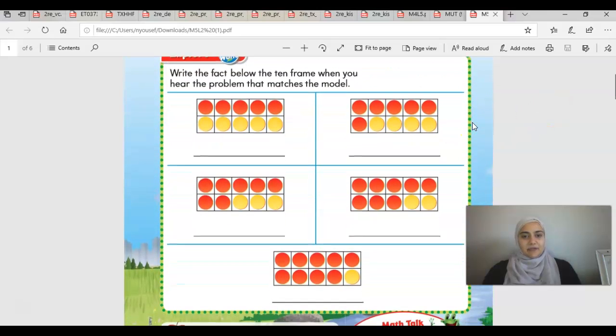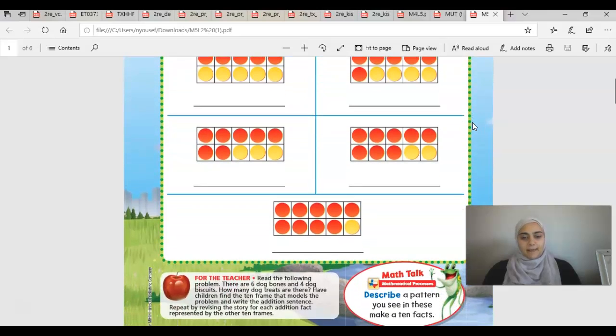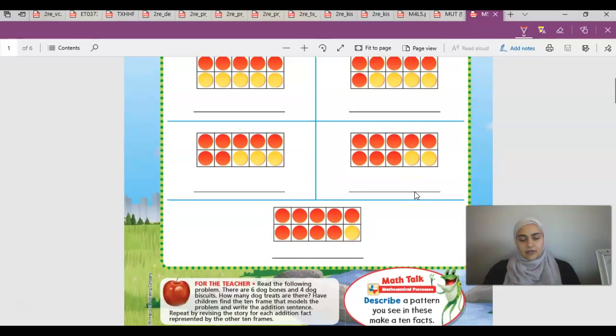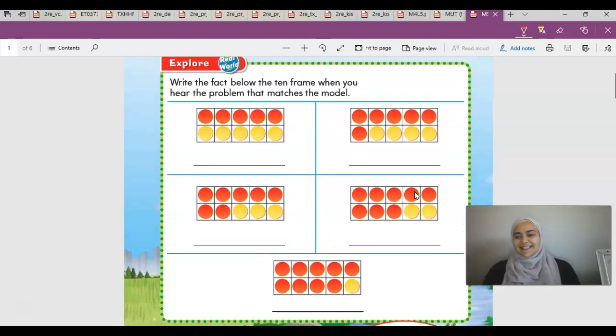It says, write the fact below the 10 frame when you hear the problem that matches the model. So let's read. It says, there are 6 dog bones and 4 dog biscuits. How many dog treats are there? Okay, we're going to find the 10 frame that models the problem and write the addition sentence. So it says 6 dog bones and 4 dog biscuits. So which one shows 6 in red and 4 in yellow?